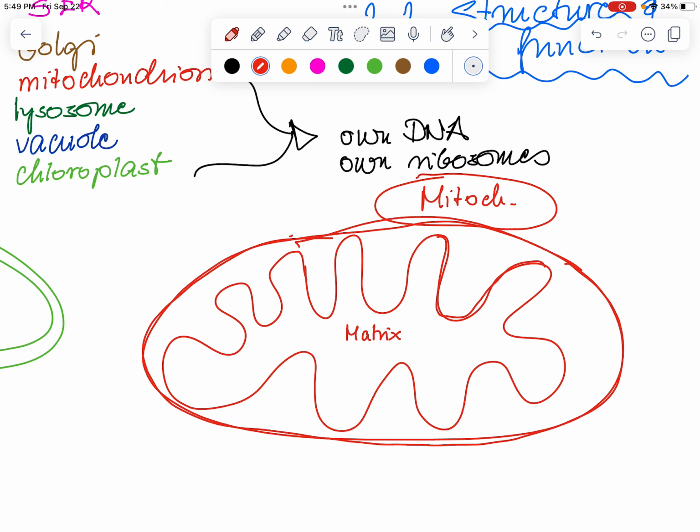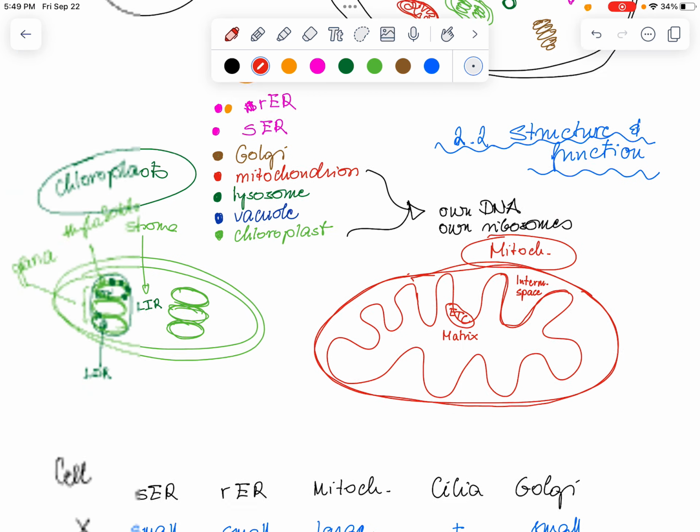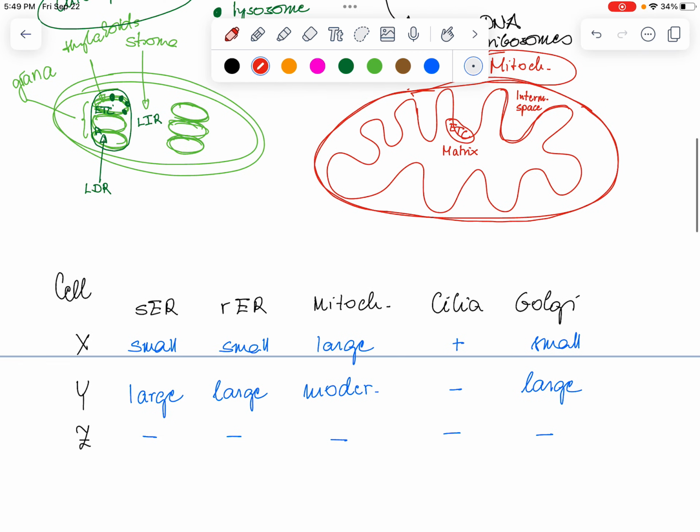and the intermembrane space between the outer and the inner membrane. The electron transport chain, ETC, and its proteins are embedded in the inner membrane, and it will be important later on in the energy harvesting process, Unit 3.